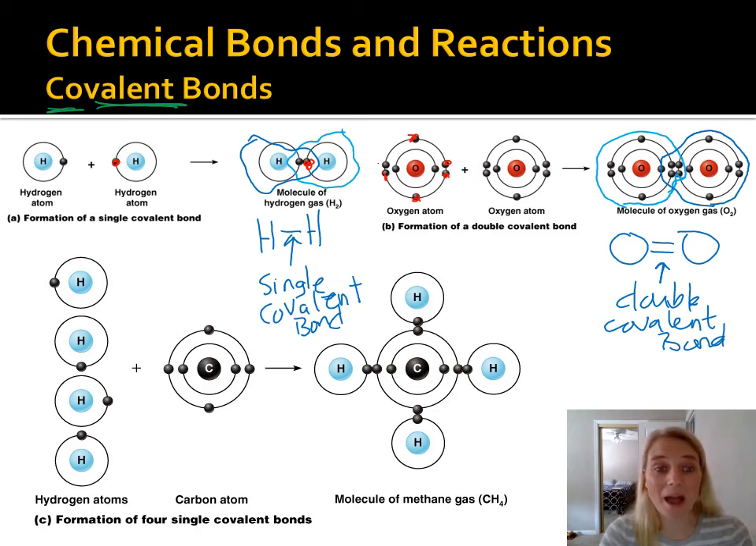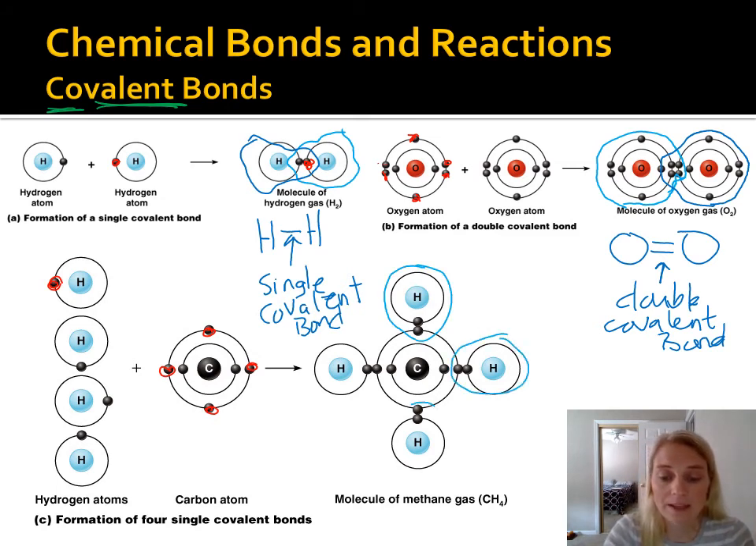Now, these are of the same element, so hydrogen gas, oxygen gas. What if we have different atoms or different elements? We have carbon and hydrogen, say. So hydrogen, remember, has 1. Carbon has 4 valence electrons, so it needs 4 to fulfill its outer shell. So if each hydrogen needs 1 and carbon needs 4, maybe we can make something work out here. In this case, each hydrogen nucleus is happy because they have the energy of those 2 electrons around its nucleus.